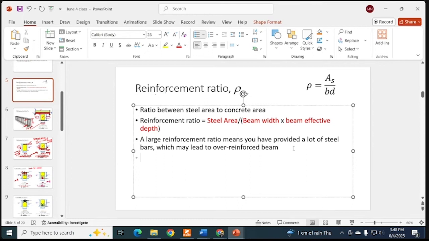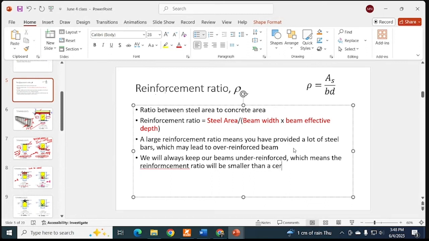Over-reinforced beams are discouraged and will never be constructed. We will always keep our beams under-reinforced, which means that the reinforcement ratio will always be smaller than a certain maximum value.